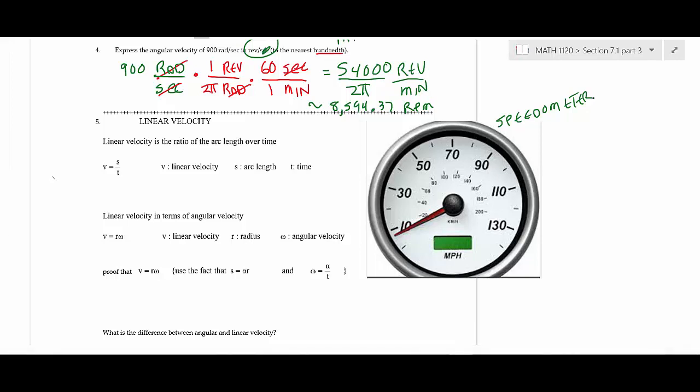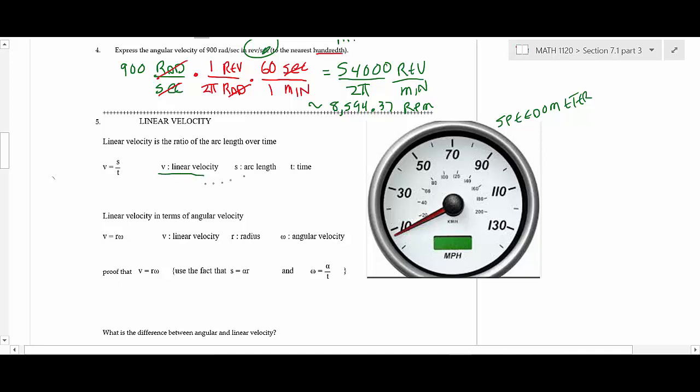So actually what the speedometer is measuring is like a point on the edge of your tire and how far it goes in a unit of time. And that's totally different than angular velocity. Angular velocity is how many times it turns in a unit of time, whereas linear velocity is a distance over a unit of time. So it would be like miles per hour or kilometers per hour and so forth. So we use V for linear velocity.